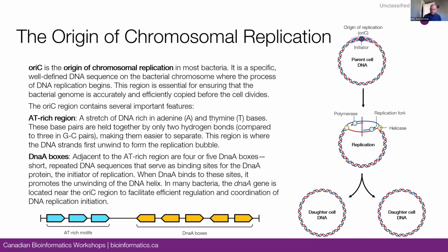It contains some important features, these AT-rich motifs. We'll talk about those on a later slide. But AT bonds are thermally unstable bonds, and so this makes this region unstable. It makes it easy to unwind to start the replication procedure. It also has these DnaA boxes. DnaA is the gene that is responsible for the initiation of replication, and it's its own regulator. If there's lots of it around, it will basically suppress itself. It's a negative repressor.